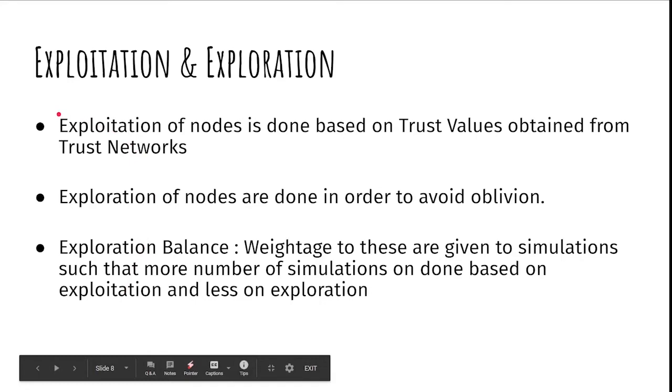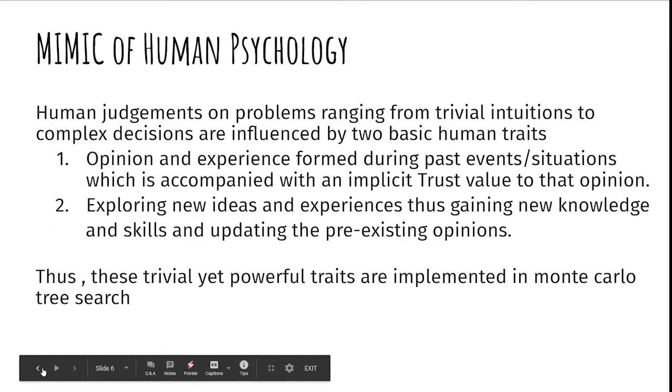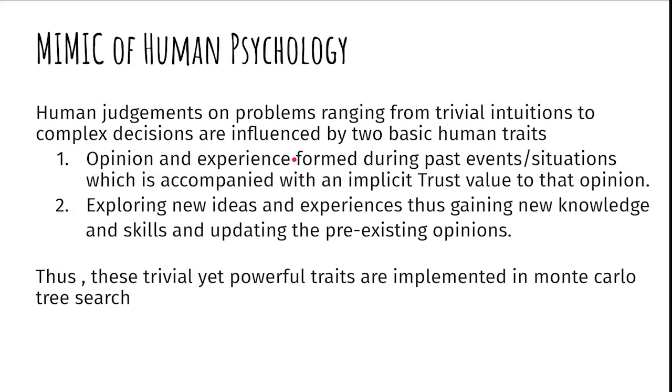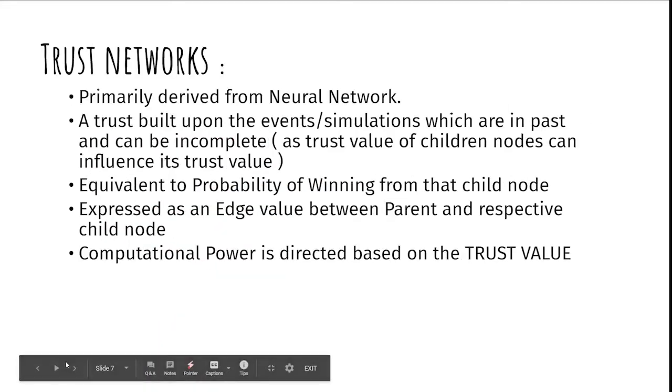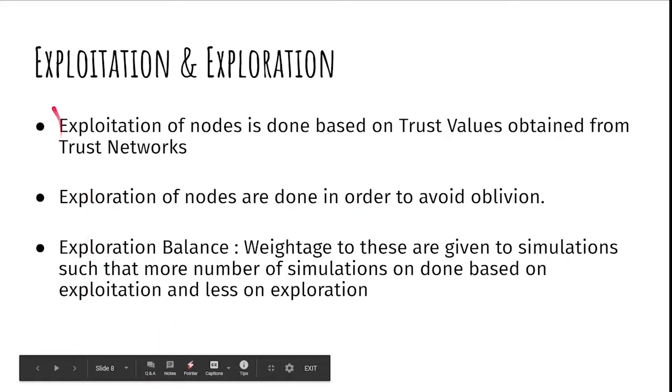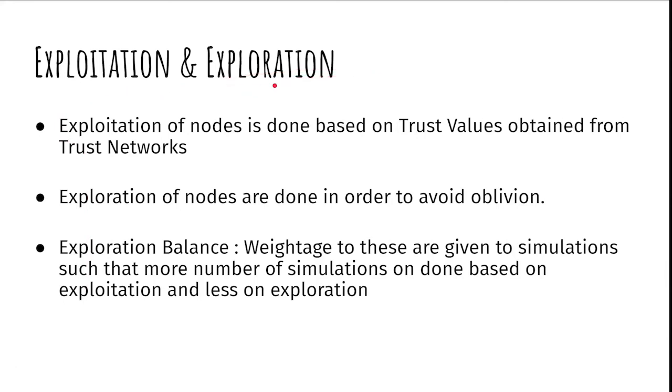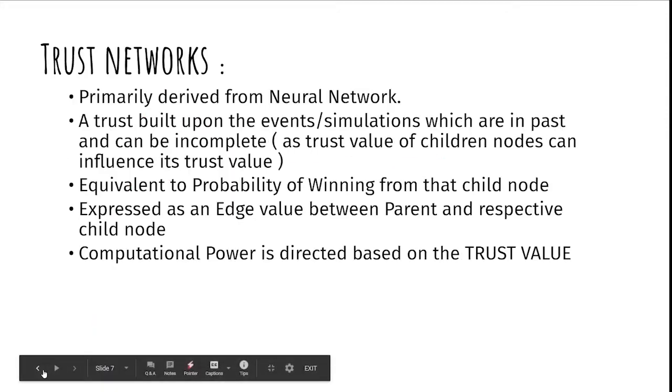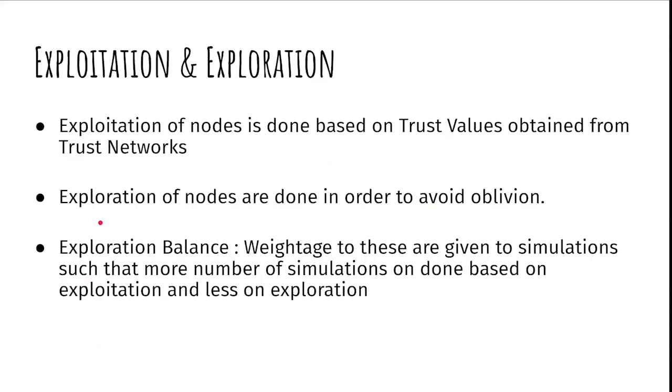Now, as we have seen the trust, there are two major components, and both are usually interdependent. One is the trust network, also known as opinion and experience. The other one is exploring new ideas. This is exploitation and exploration. We have seen the exploitation part, and we are seeing the differences between both of them. Exploitation of nodes is done based on the trust value obtained from the trust network. As you have seen, the trust value is often the probability of winning when you come to game trees. Exploration of node values is done in order to avoid oblivion. We don't want to miss anything. We just want to have a complete holistic view so that we are aware of the decisions that we make.